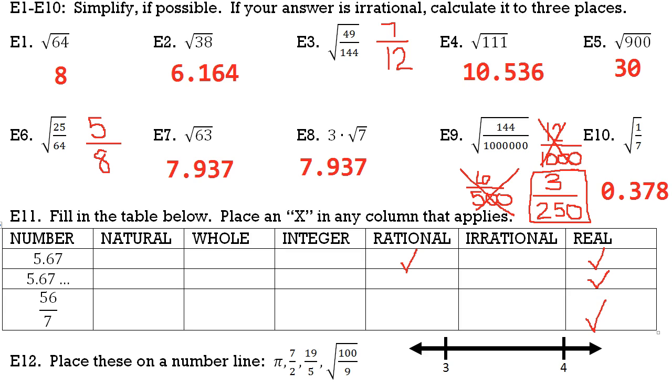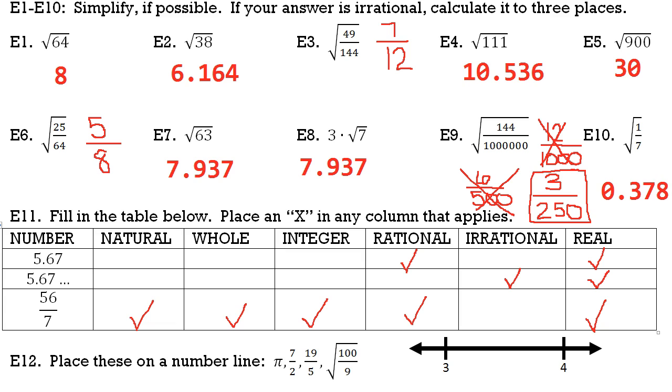Now, when you see a ... it's kind of the English ellipsis thing when you're in an English class. That means it's going to go on and on forever, and we don't know which direction it's going, which means that one is going to be irrational. 56 divided by 7 is just 8, and 8 would be all of these things.